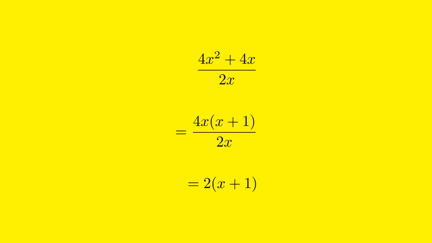In summary, we factored, simplified by canceling common factors, and the expression was reduced to 2 times the quantity x plus 1.